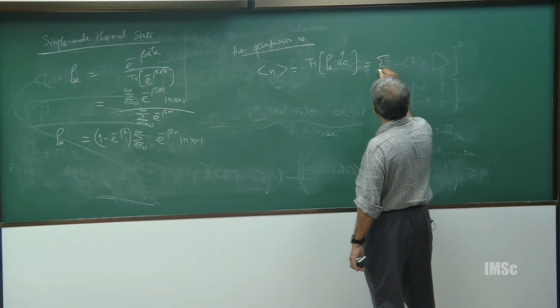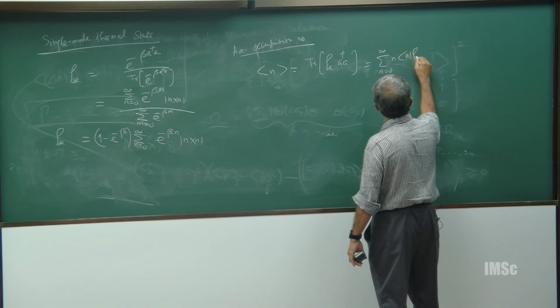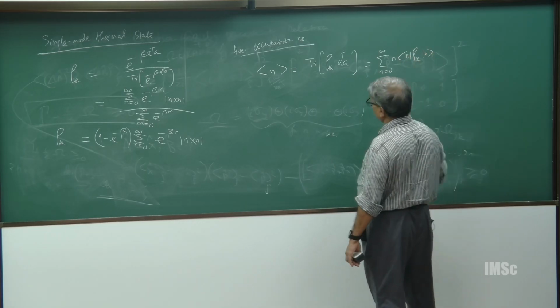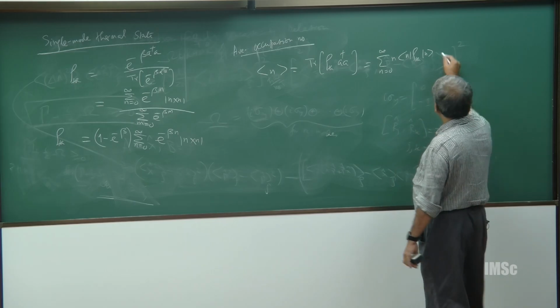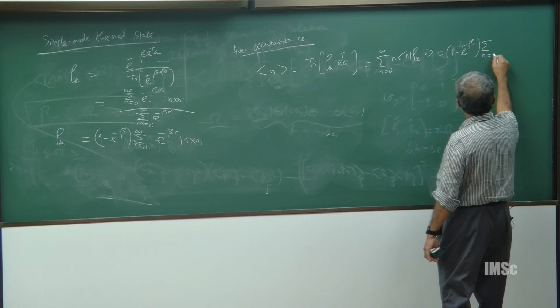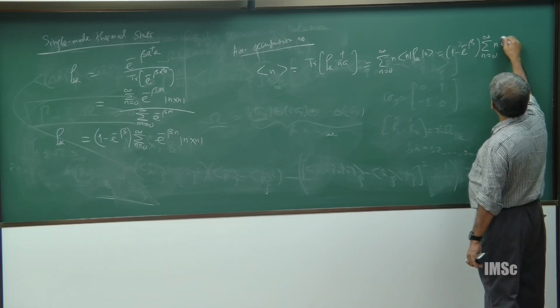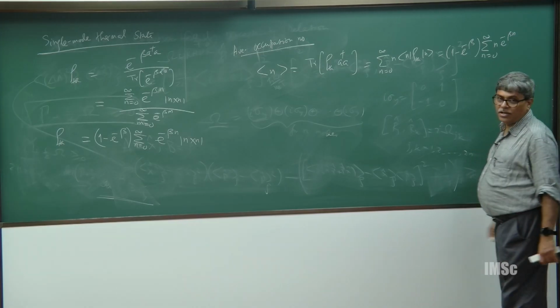So, this is basically the sum from 0 to infinity of n rho thermal n. So, basically this will be 1 minus e to the power minus beta, then sum over n equal to 0 to infinity of n, and then e to the power minus beta n, right.